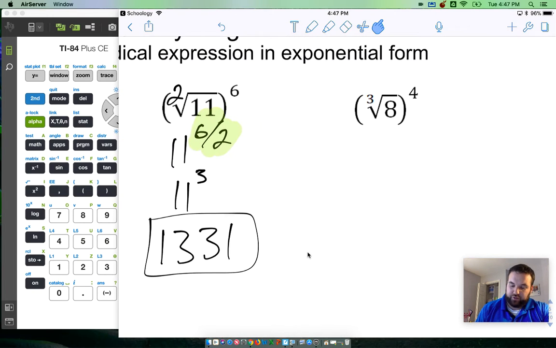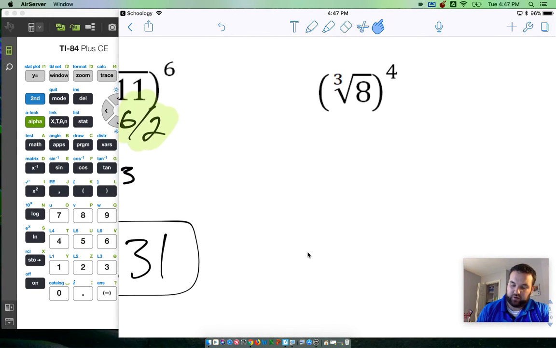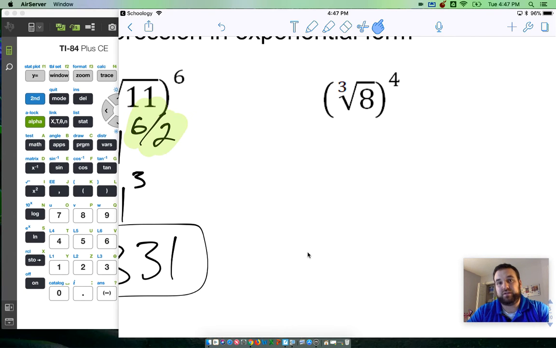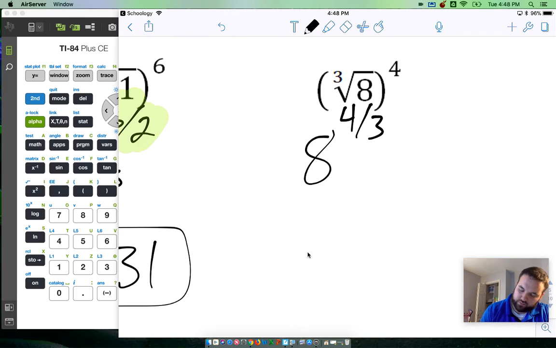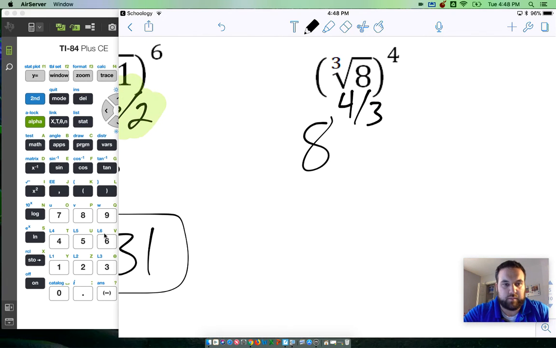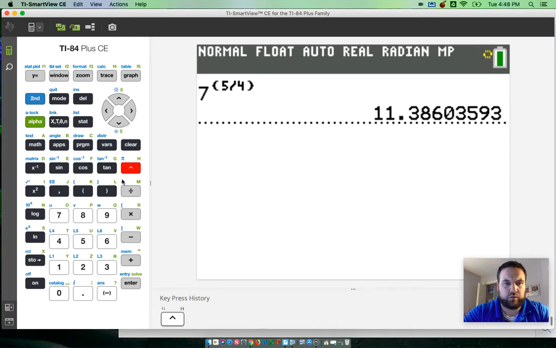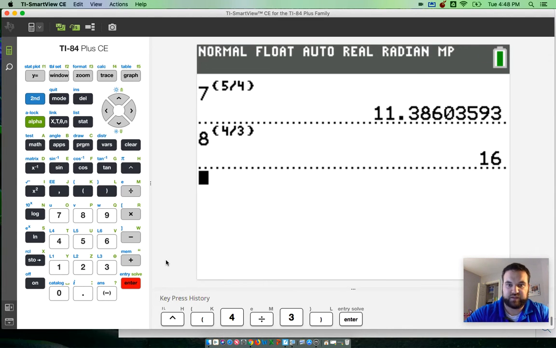Finally here, we have the third root of 8 to the 4th power. Now, we already know the third root of 8 is equal to 2. So I could just rewrite this as 2 to the 4th. But again, we're just trying to get the practice of switching from radical form into exponential form. So this would be 8 to the power of 4 over 3. And then sure enough, if I type 8 to the 4/3, I think we already did that one earlier in the video, 8 to the power of 4/3, we end up with just 16.